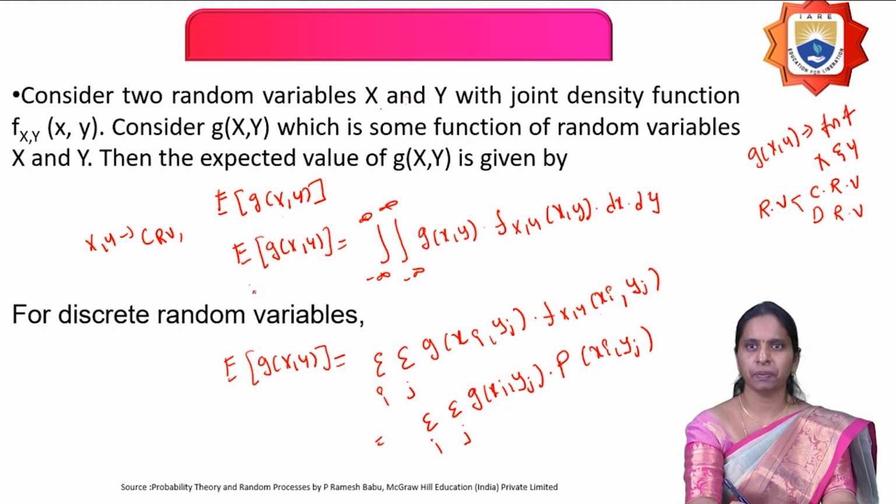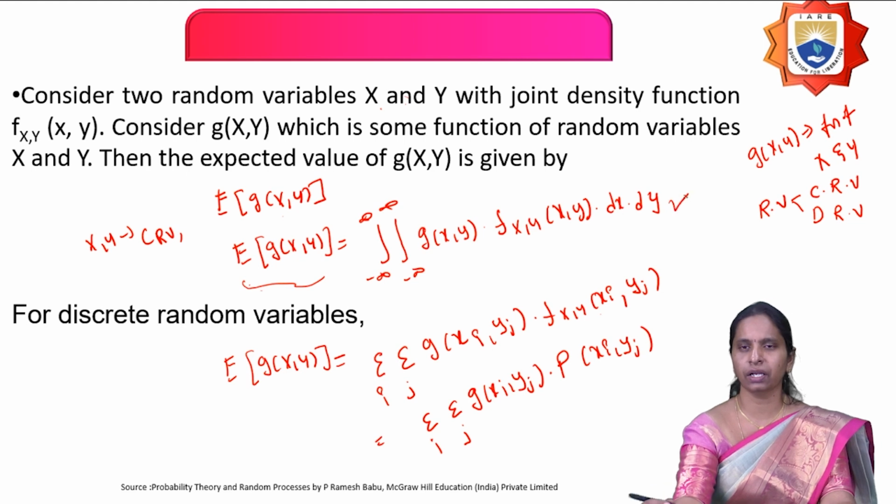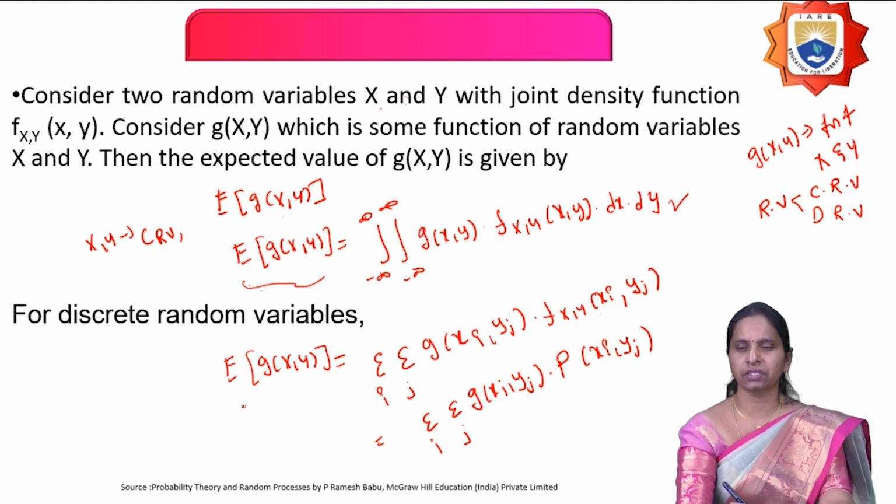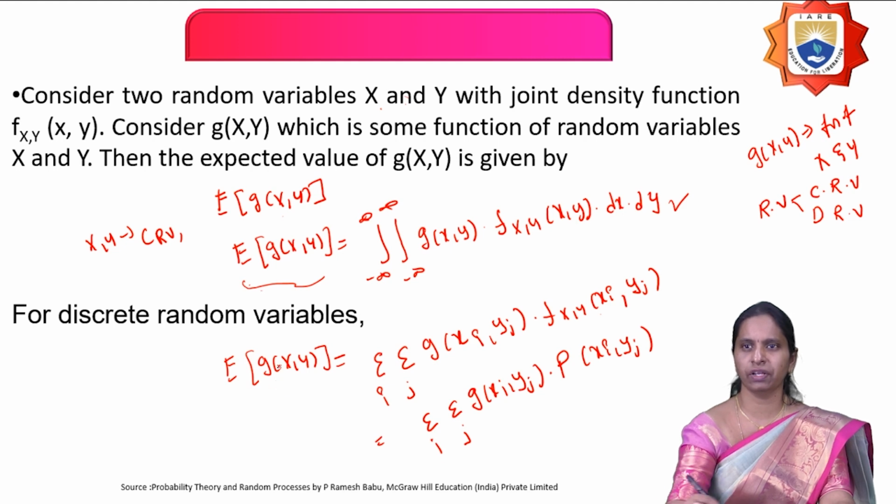Therefore, for the expectation of two random variables which are continuous, this is the formula to calculate, and for the function of two discrete random variables, this is the formula to calculate.